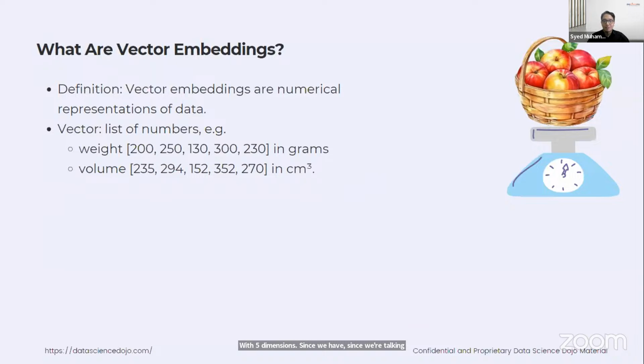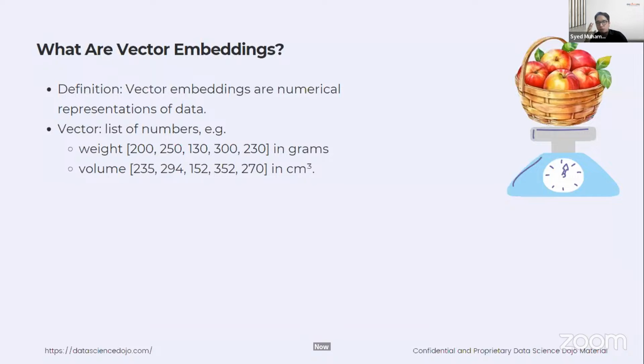Similarly, we could have a volume vector as well. Let's say the sentence also contained the volumes of each of those five apples. We can convert a volume vector as well. And so we have a weight vector, which is represented in grams, and we have a volume vector, which is represented in cubic centimeters. Now, we have an example.